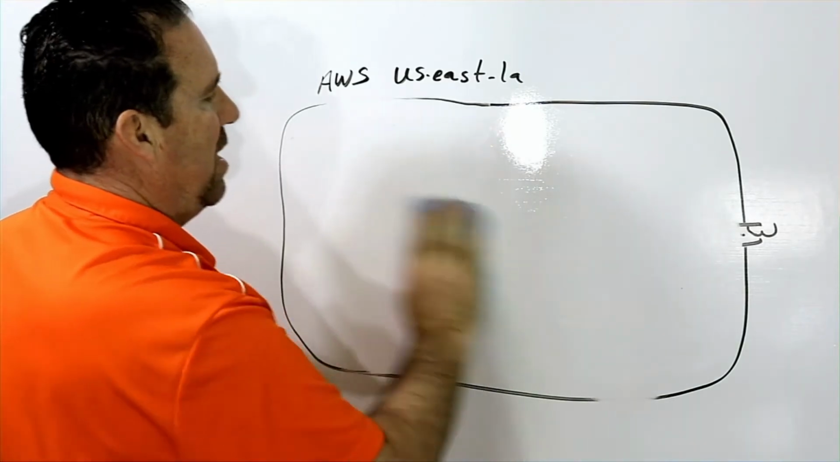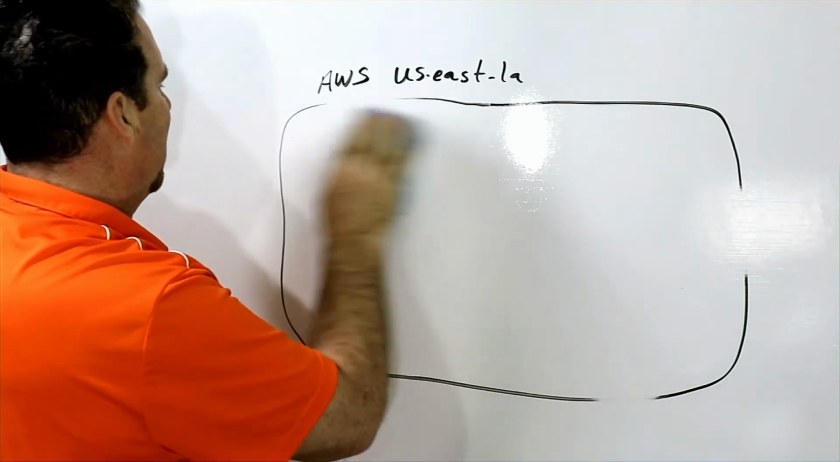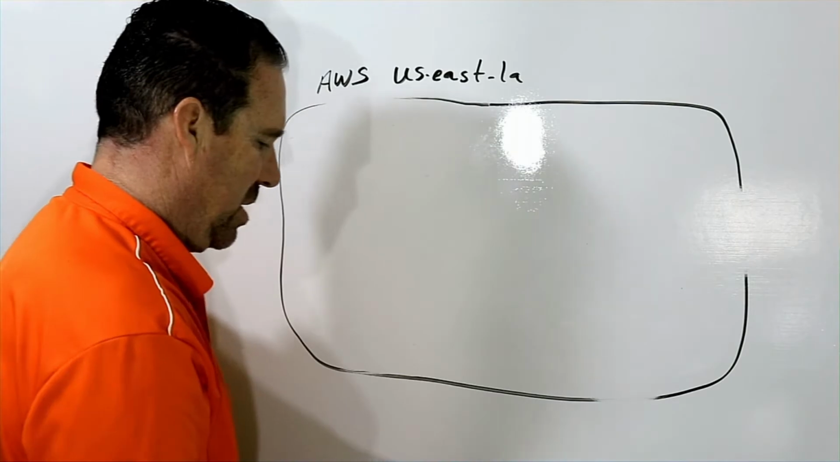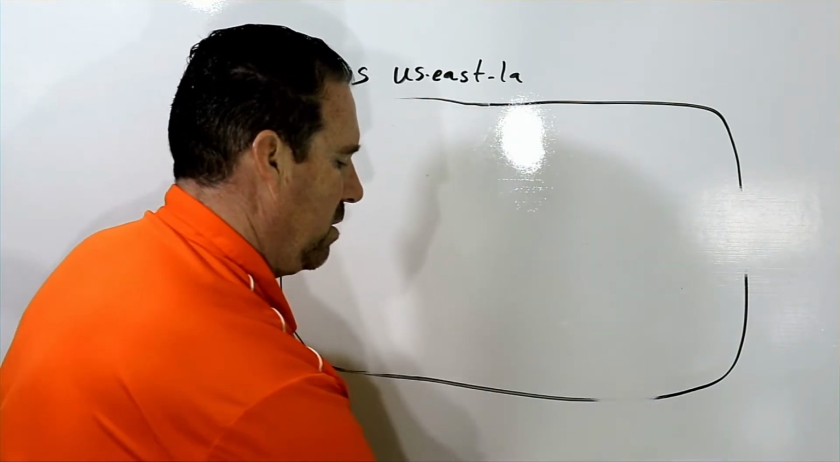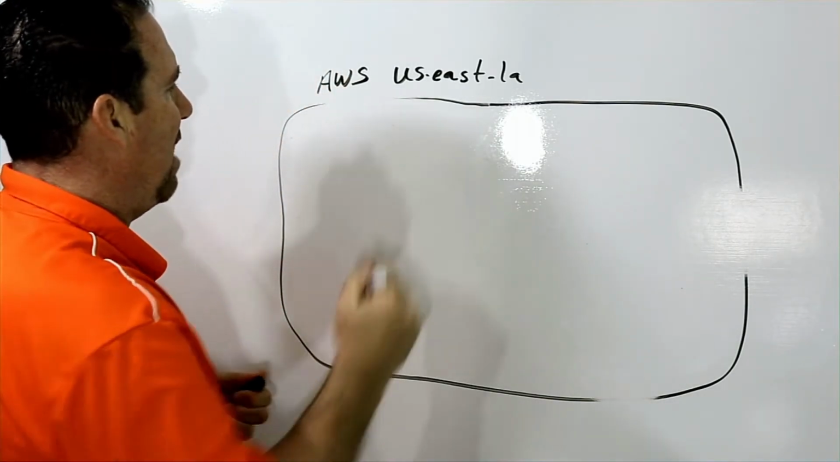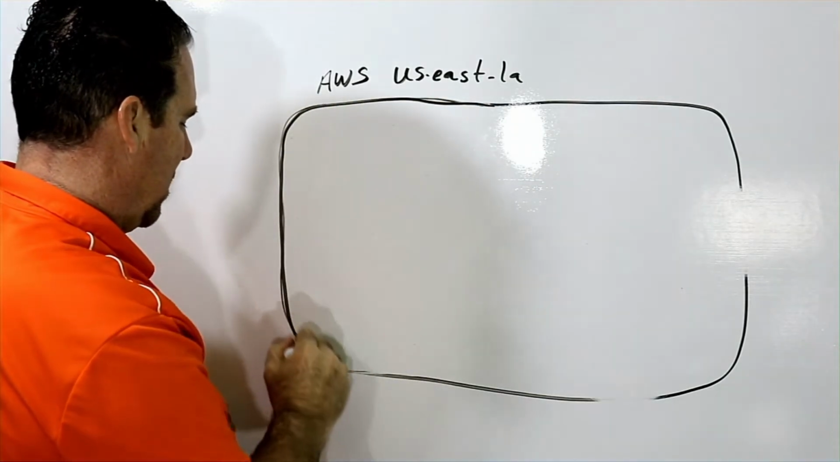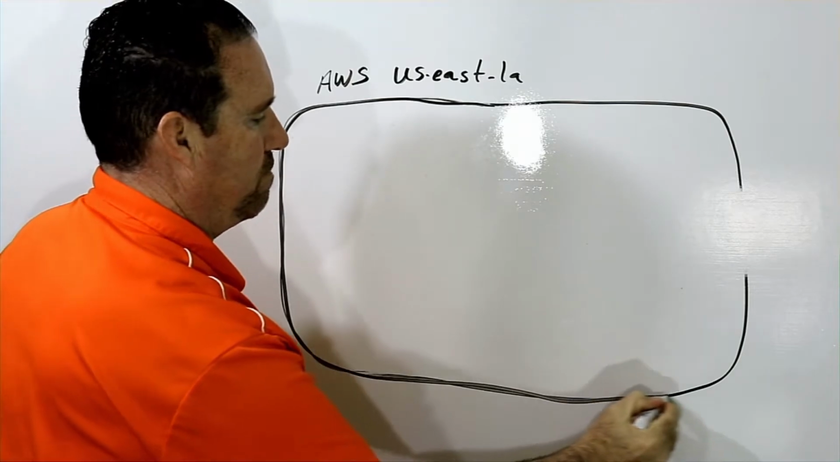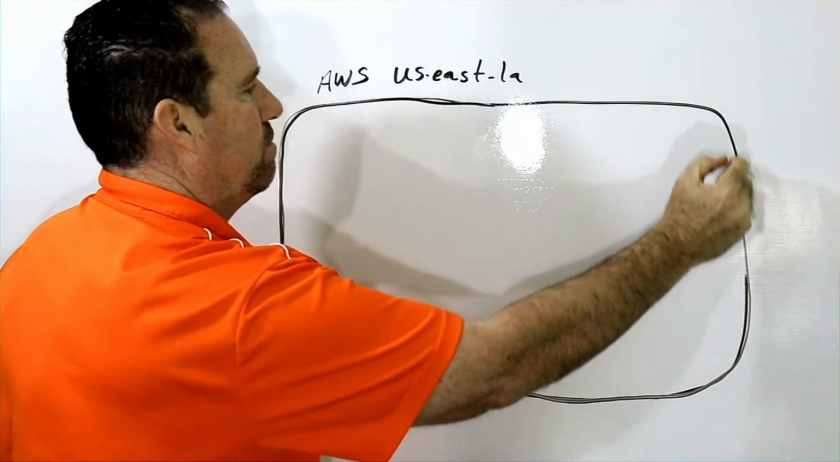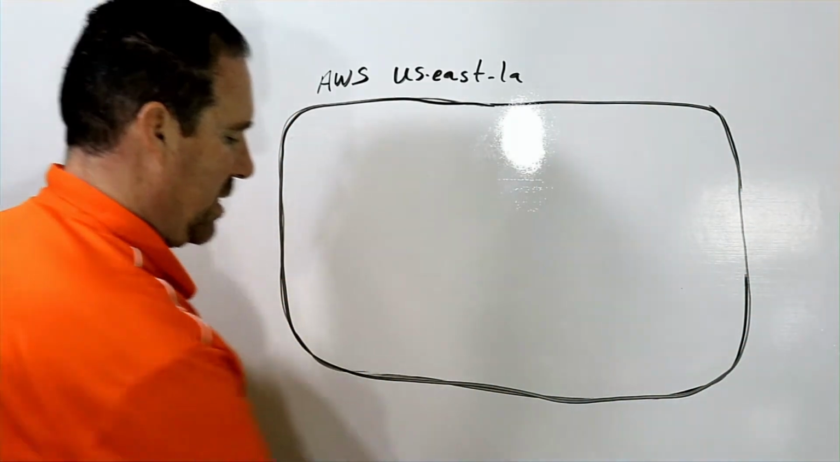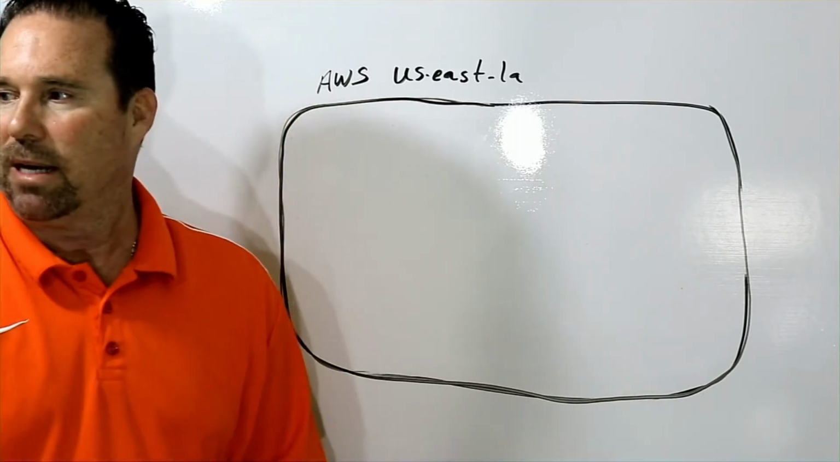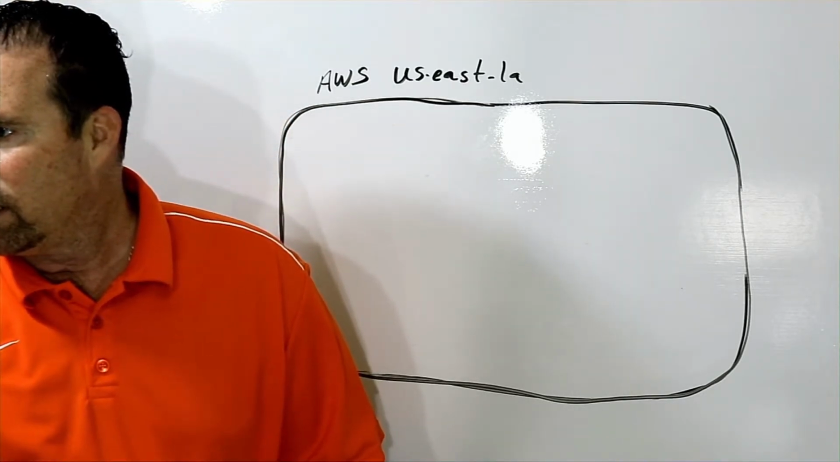Okay, and we don't even have that gateway yet. All we have is Amazon's private cloud, and nothing else is in it. All right, so let's snap back over there and see if we can move on.